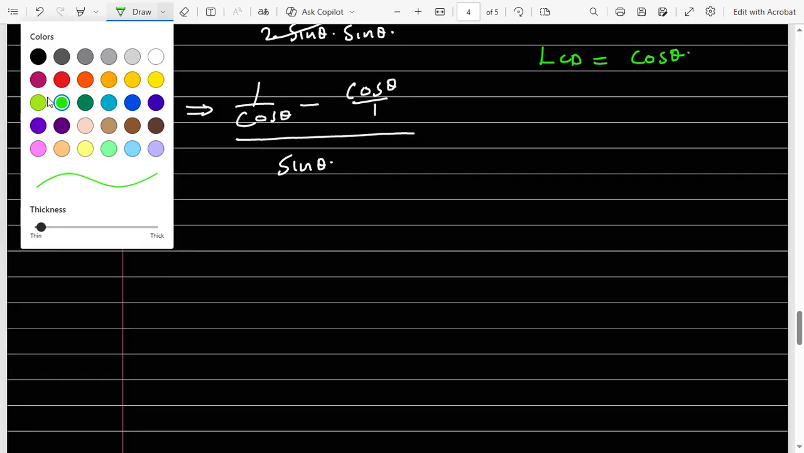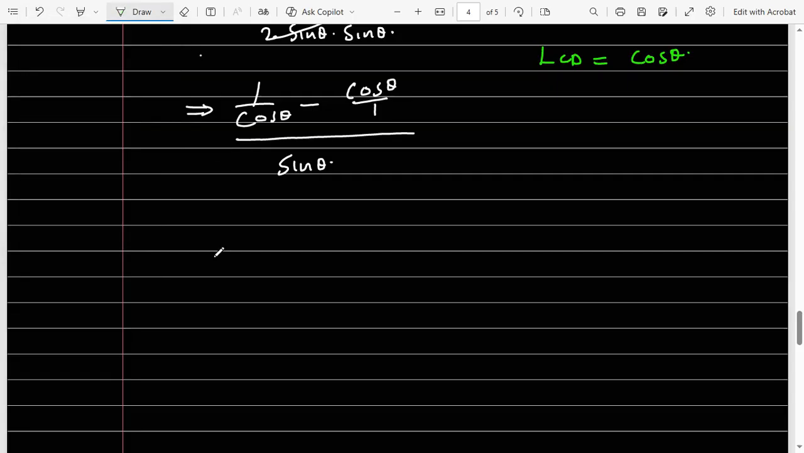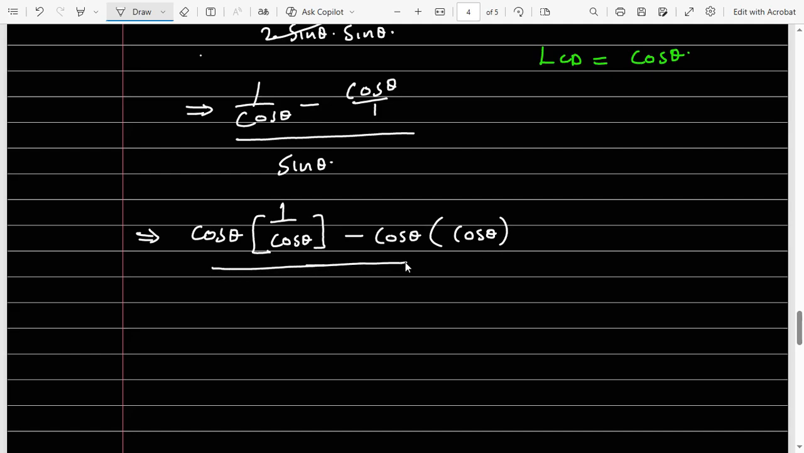Okay, let me write this down so that if you don't understand what I'm saying, maybe this can make sense. So now what I'm saying is that you take the cos theta, which is your LCD, you multiply the first term, which is 1 over the cos theta, close the bracket, minus the cos theta, you multiply that term, the cos theta, close the bracket. The answer that you get, you divide that by your LCD, which is the cos of theta. Remember, everything is divided by what?